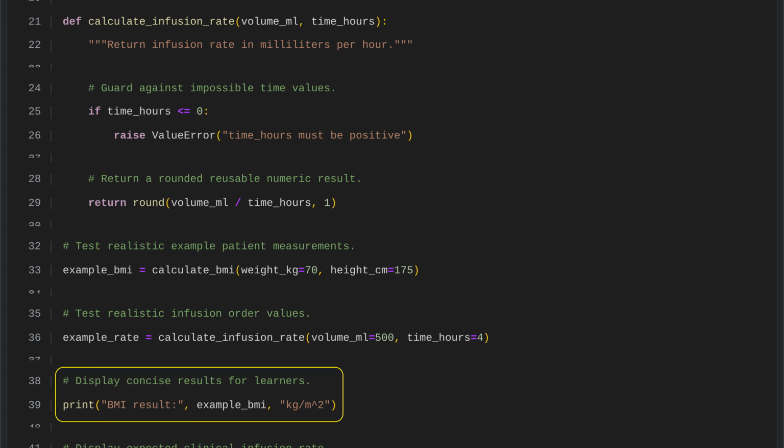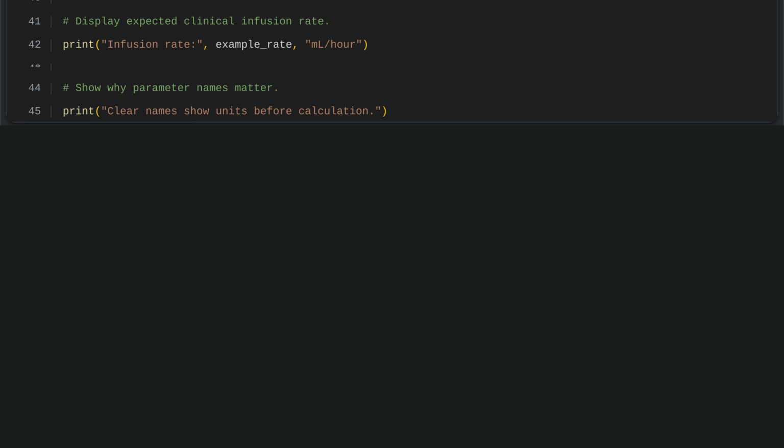This line displays the calculated body mass index in the console. It uses the print function to show a clear label, the stored BMI value, and the units, kilograms per square meter, making the result easy to read. The code displays the calculated infusion rate in milliliters per hour. It labels the result clearly as the infusion rate, followed by the numeric value and unit, so the output is easy to understand in a clinical setting.